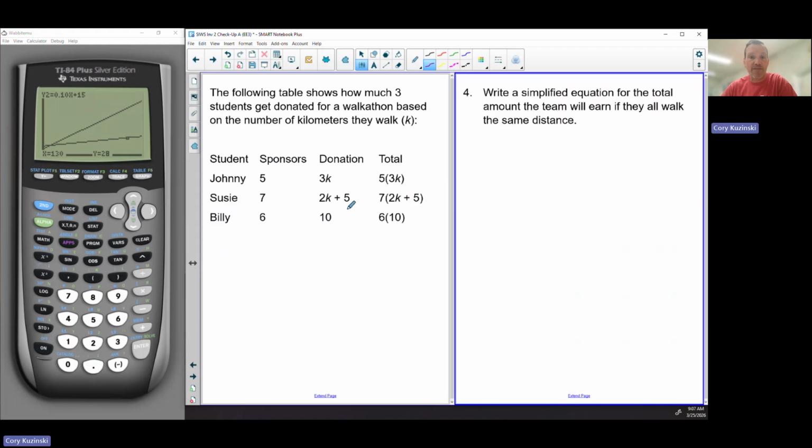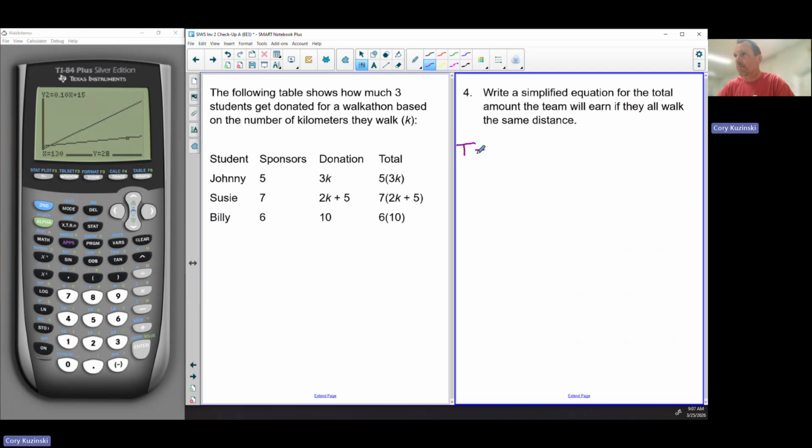$2 per kilometer and $5. They're all going to give Susie a $5 bill, and they're all going to give her $2 per kilometer. Whereas Billy gets 6 people who say, "We're just going to give you $10. Get out of here, kid." All right, so we need to write a simplified equation for the total amount the team will earn if they all walk the same distance.